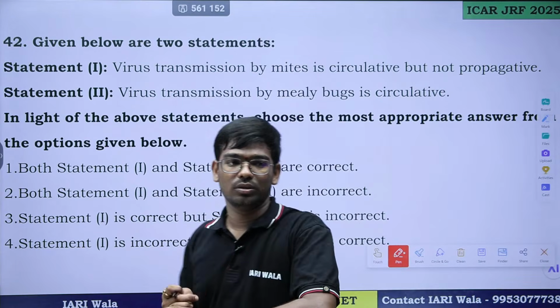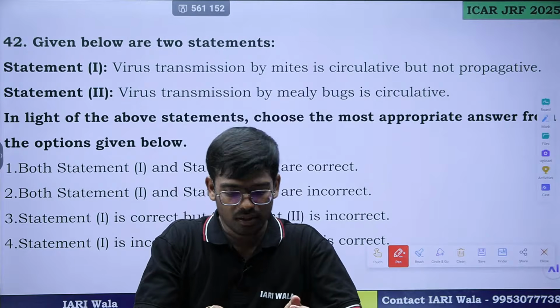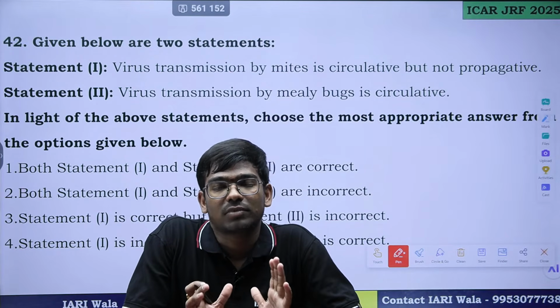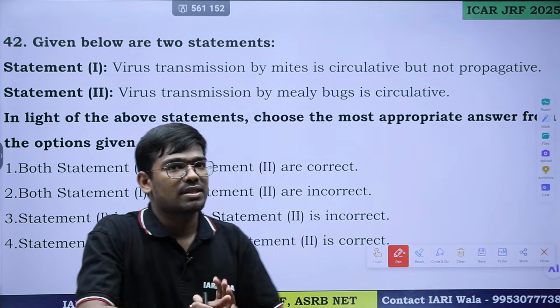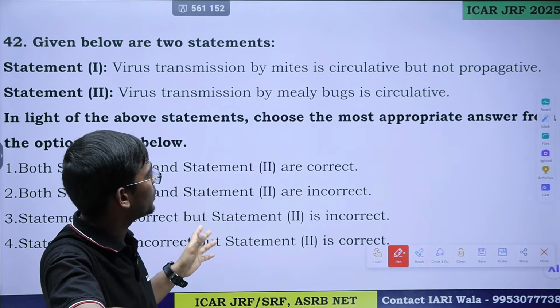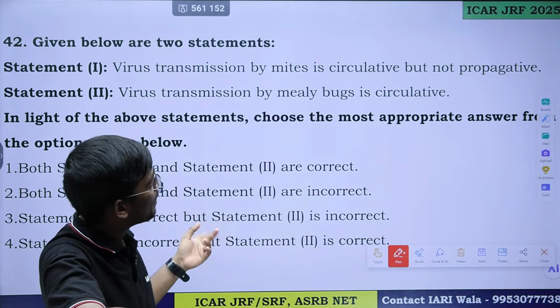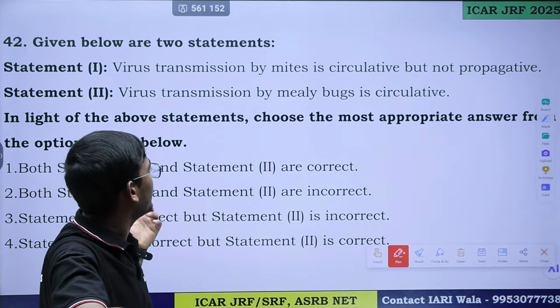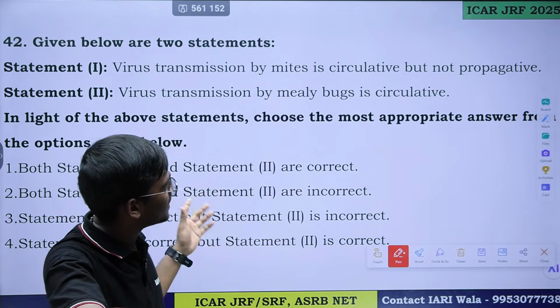Again 42, the statement type of question. Statement 1 and statement 2, two statements they have given. Virus transmission by mites is circulative but not propagative. And virus transmission by mealybugs is circulative.